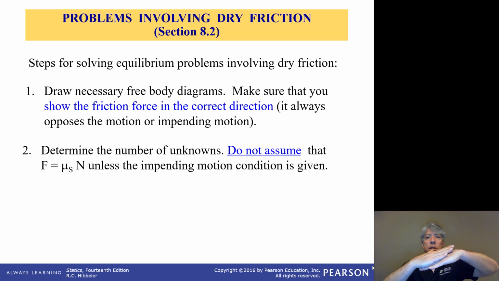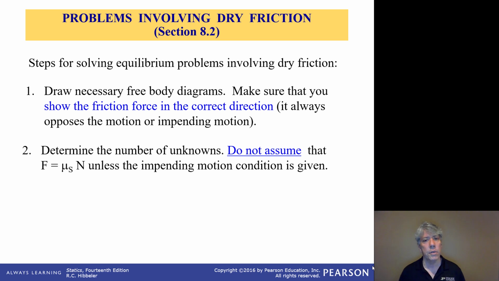In other words, unless there's sliding that's about to occur. That's the only time when the friction force is equal to the friction coefficient times the normal force. Often in a problem, you're given the friction coefficient, and coming up with the normal force is pretty easy usually. So the temptation is to automatically just say, well, I know what the friction force is, it's mu times N.